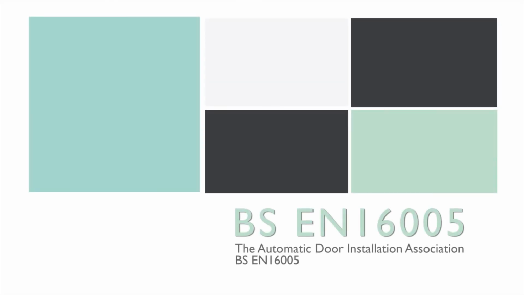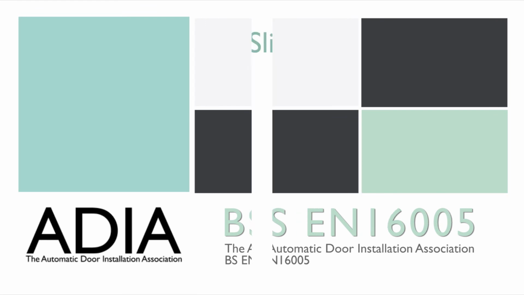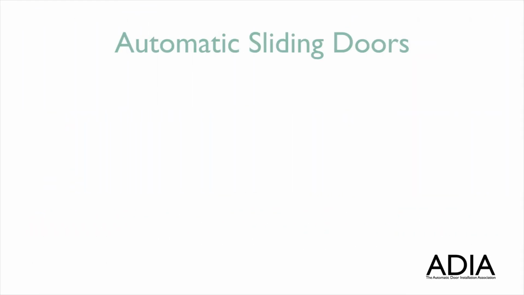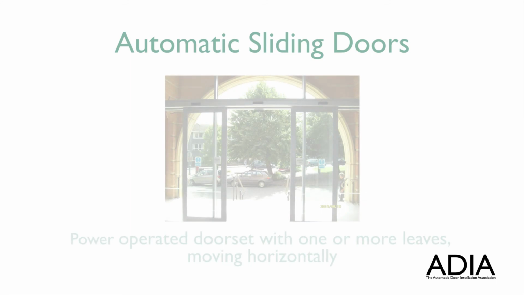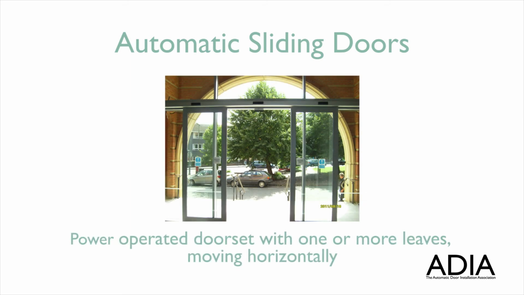Welcome to the Automatic Door Installation Association BSEN 16005 Automatic Sliding Doors. A power operated door set with one or more leaves moving horizontally.